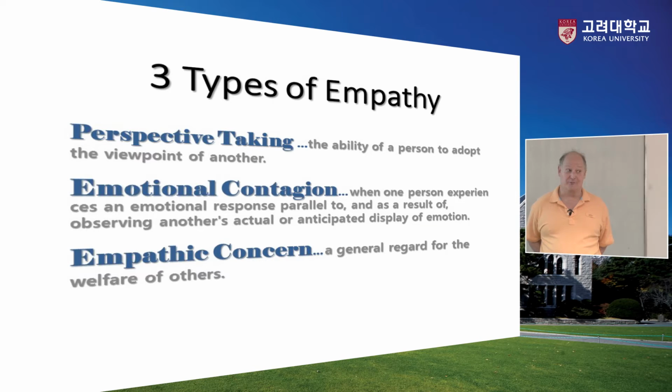Other people will like you better if you can do it. Sometimes, this is a subcategory of something called theory of mind. Theory of mind is the ability to understand that other people are thinking things that are different than what you think.